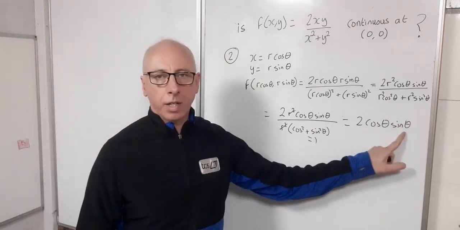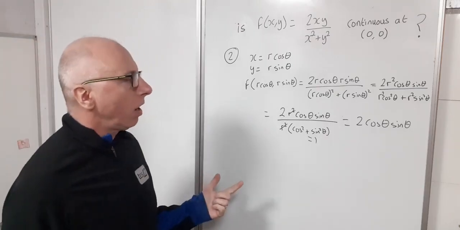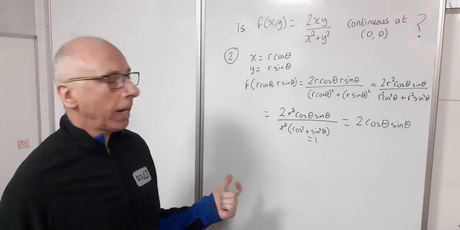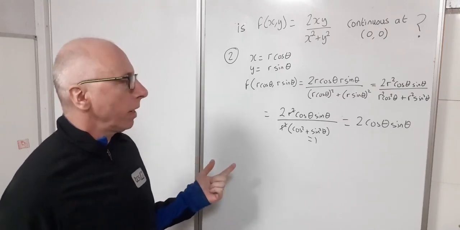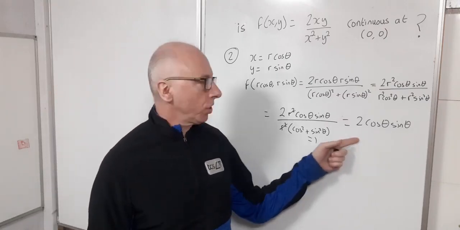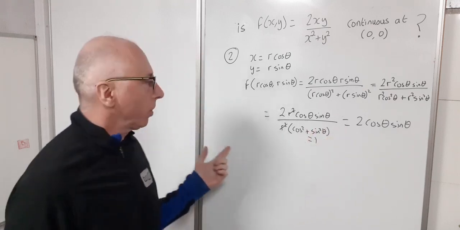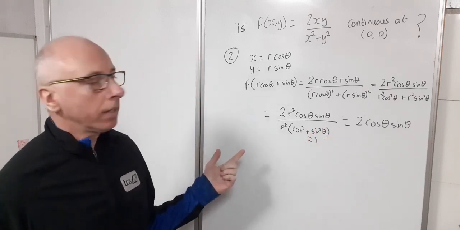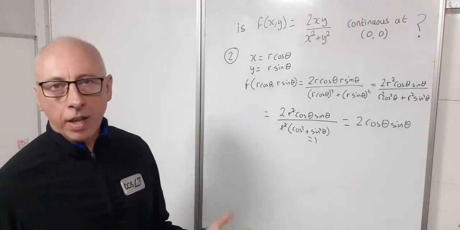So 2 cosine theta sine theta, we can see here that this is independent of r. So it only depends on the angle theta. So therefore, there's not a single limit for this function here, depending on what the angle is. So therefore, this function here does not have a unique limit. So therefore, it's not continuous at the origin. And that completes this question.